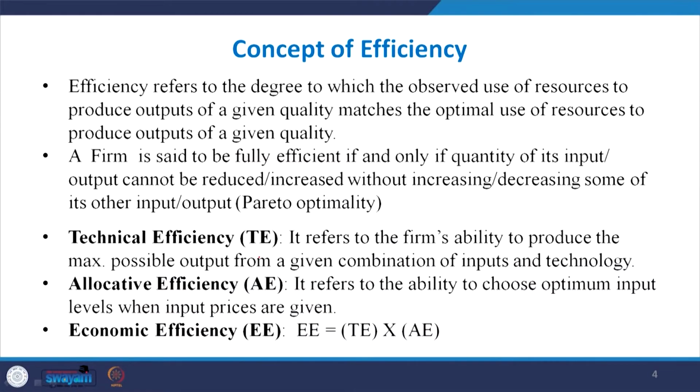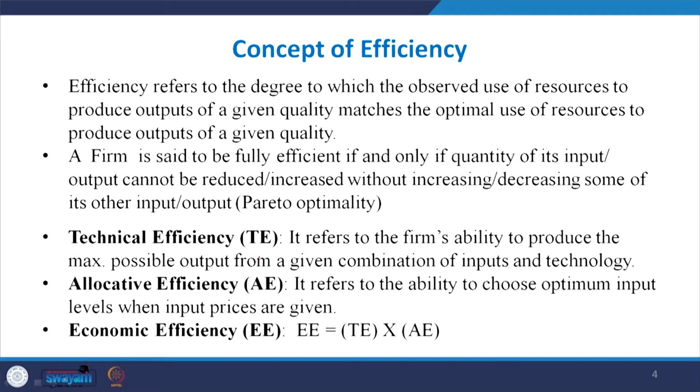So, economic efficiency is actually the product of these two efficiencies. One is technical efficiency and the other is allocative efficiency. First you should know what technical efficiency is. Technical efficiency refers to the firm's ability to produce the maximum possible output for a given combination of inputs and technology. So, when technology and the combination of various inputs are given, technical efficiency measures the maximum possible output that is produced by the firm with the given set of inputs and technology.